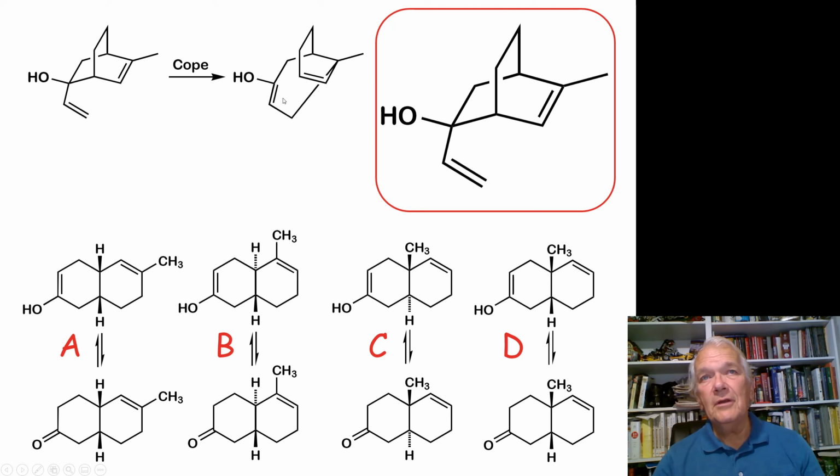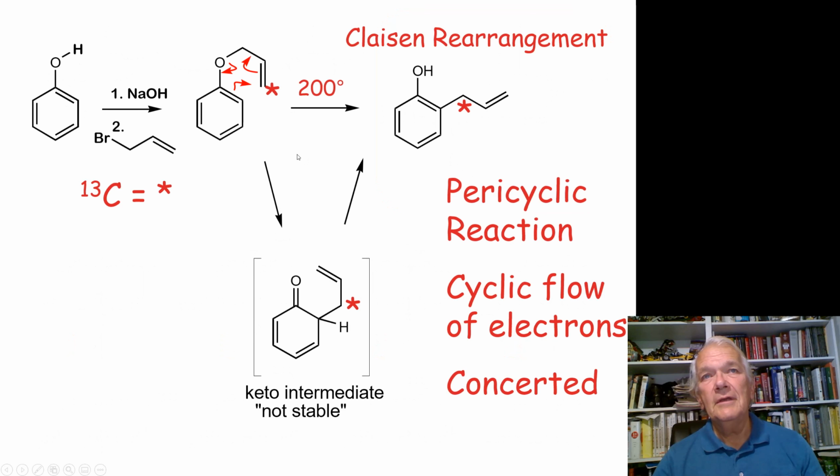In other words, we can start here, swing over, form the new bond up here, swing this double bond over there, break that bond, and swing it down there. Those are our arrows.